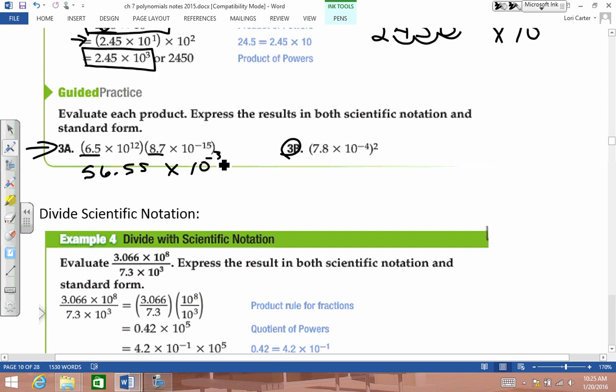No, you have to go to the left one. You gotta go to the right. Oh, I need to go to the left because there has to be one decimal. So -3 to -2. Yes, 5.655 times 10 to the -2. Congratulations.